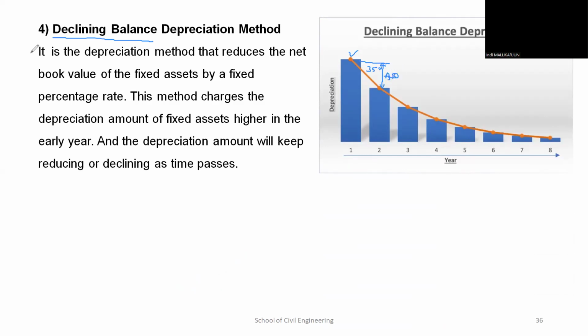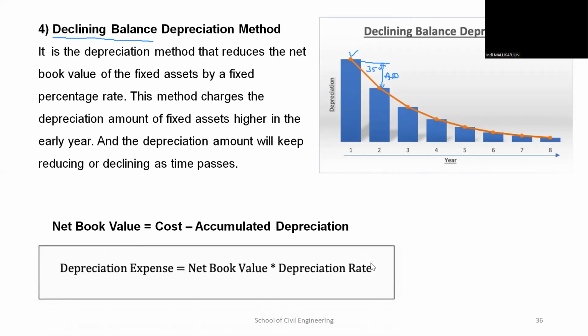Before calculating this, first you have to calculate net book value, right? Net book value is equal to cost minus accumulated depreciation. After this, you have to calculate depreciation expense, that is, whatever net book value you got, multiplied by that depreciation rate.